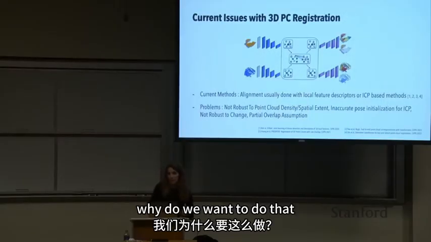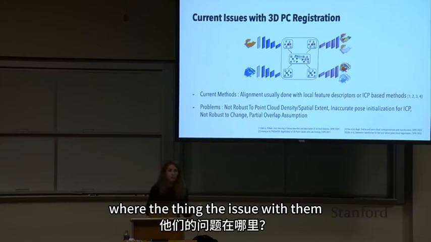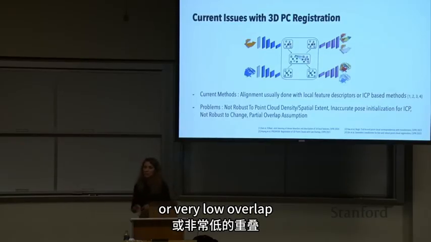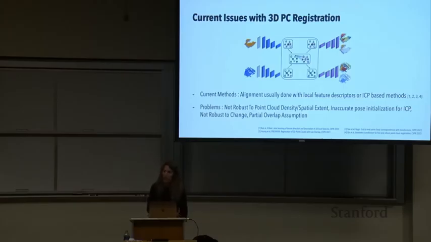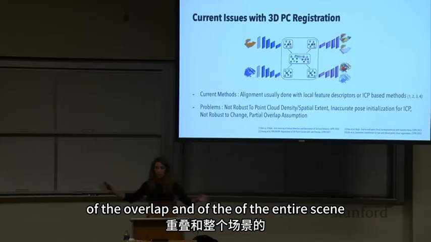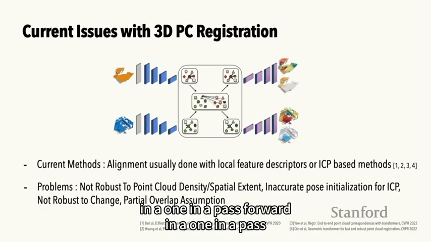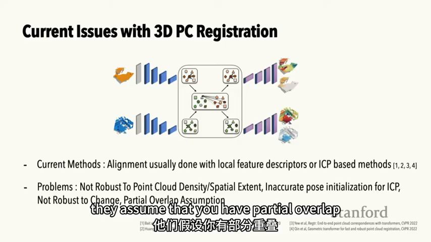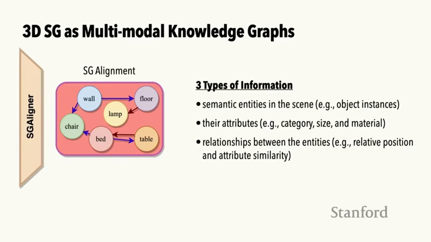Why do we want to do that? And why don't we just use existing methods for point cloud registration, where the issue with them is that they are focusing a lot on local feature descriptors. And so if there are changes in the scene or very low overlap, they are going to have issues being able to perform the alignment. They are not as robust to point cloud density, to the spatial extent of the overlap and of the entire scene. Though it's a very large scene, they're going to have issues being able to compute all that in a forward pass. They are not, as I said, robust to change. They assume that you have partial overlap between your scenes, and so if you have no overlap, they kind of fail to understand that, etc.